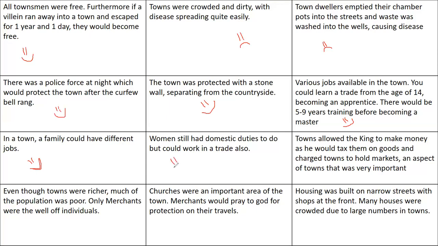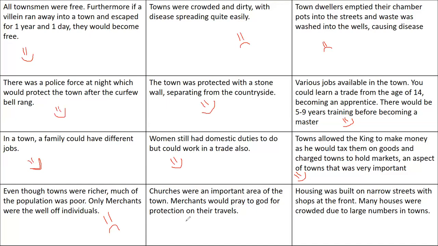Women still had domestic duties to do, but could also work in a trade. There were more possibilities for women in this setting. Towns allowed the king to make money as he would tax them on goods and charge towns to hold markets, which was very important. This is a good thing because it allows the running of the country to be more effective. Even though towns were richer, much of the population was poor. Only merchants were well-off individuals. That's not great because you still have a high population of poor people.